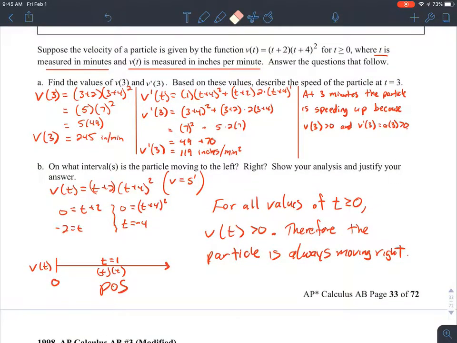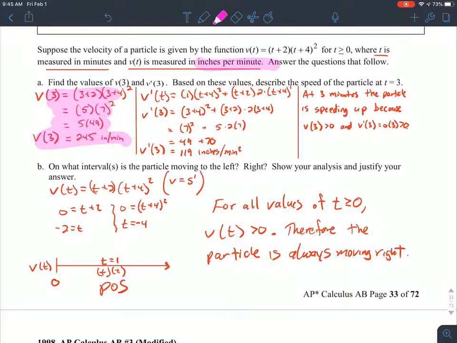Suppose the velocity of a particle is given by the function, as given, where t is measured in minutes and v is measured in inches per minute. Answer the following questions. Find the value of v of 3. Well, that's easy. You put 3 into the function, which I've done here. Simplify it, we get 245. Label it inches per minute.